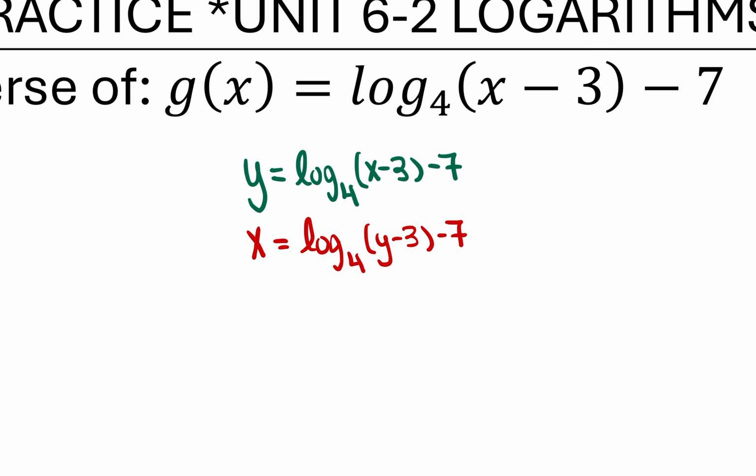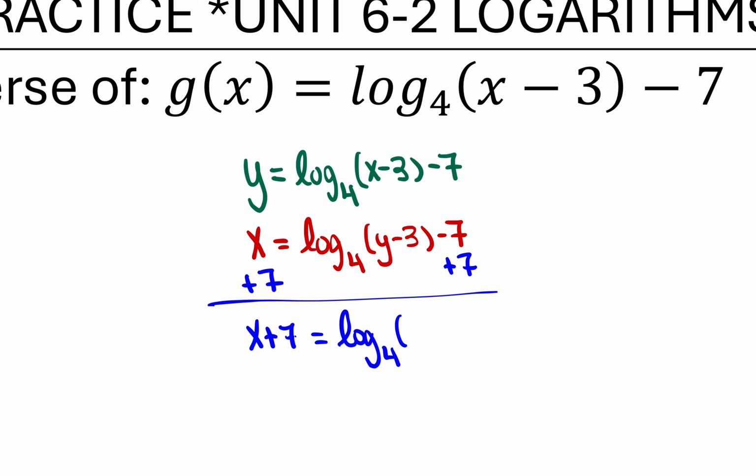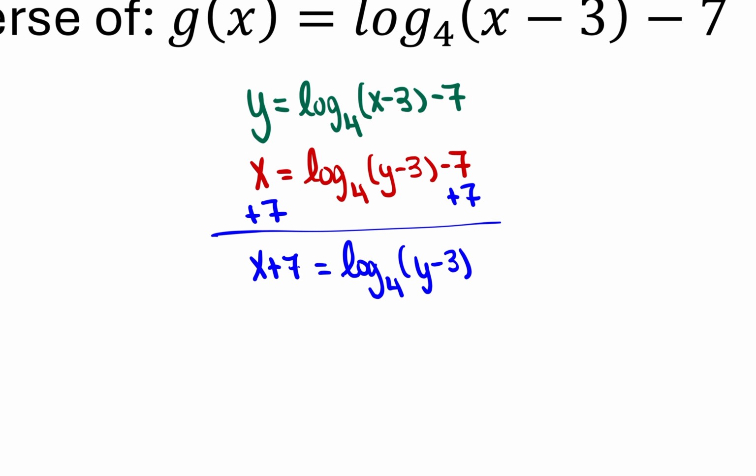My next step is to then isolate for the logarithm. So I will add 7 on both sides. This will leave me with x plus 7 is equal to log base 4 of (y minus 3). I will then convert this to the exponential form. So this will turn into 4 to the power of (x plus 7) is equal to y minus 3.